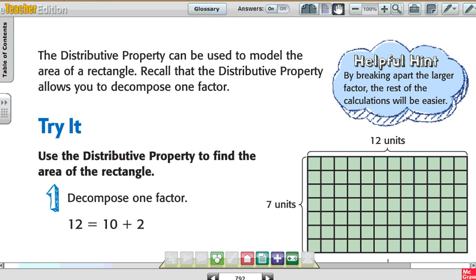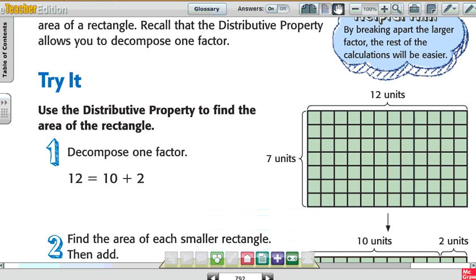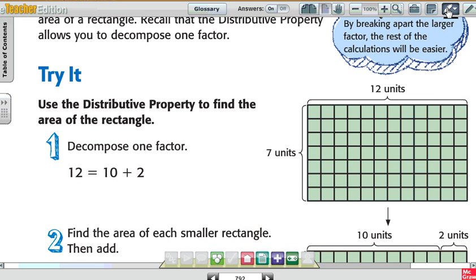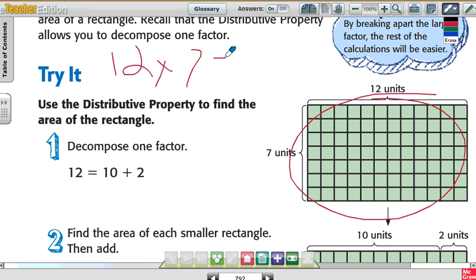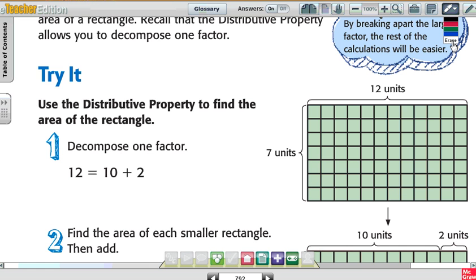Okay, now with this example, they're going to be decomposing the numbers. It says use distributive property to find the area of the rectangle. Obviously, I could find the area of this whole rectangle right here by just going 12 times 7. We could do that way. Okay, well, they're going to be decomposing 12. They decompose 12 to 10 plus 2. So they basically cut it in half like this.